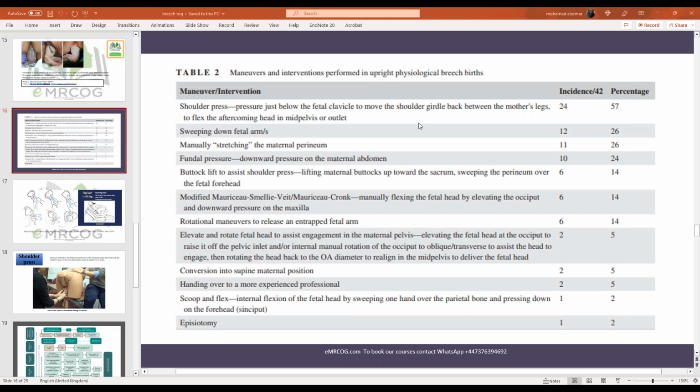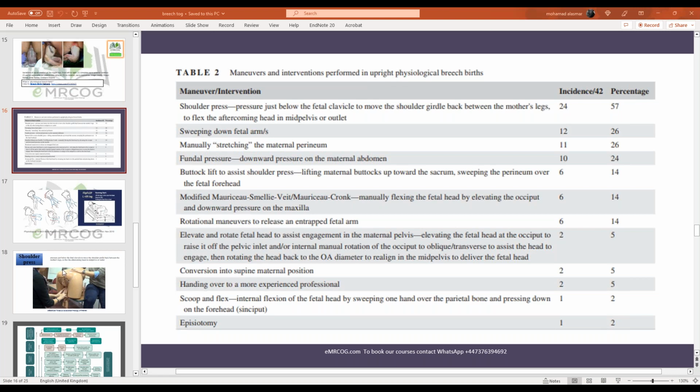There is also a maneuver called the modified Mauriceau-Smellie-Veit maneuver. This is by flexing the fetal head, elevating the occiput and applying downward pressure on the maxilla. A rotational maneuver was used to release the entrapped fetal arm. They have also used scoop and flex, which is internal flexion of the fetal head by sweeping one hand over the parietal bone of the baby and pressing down on the forehead.